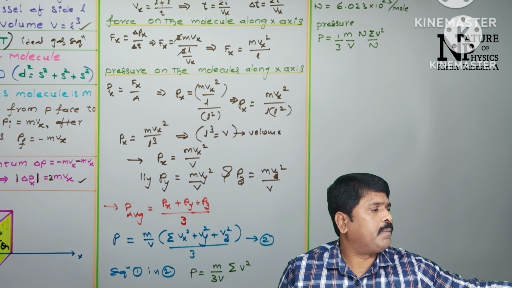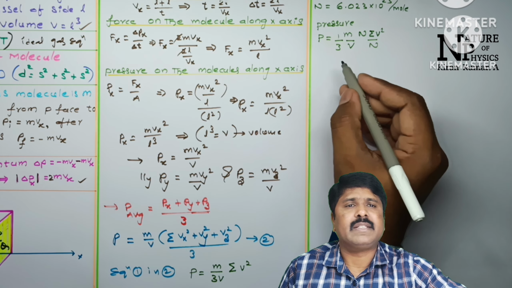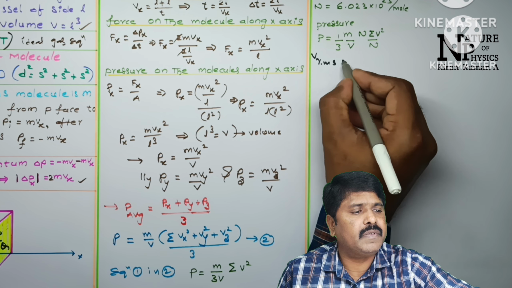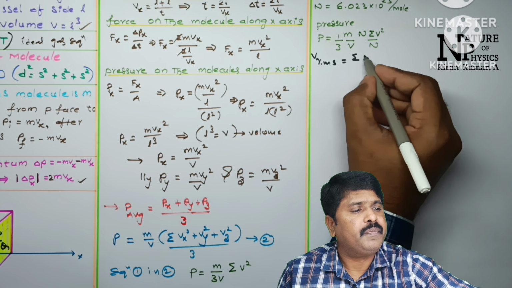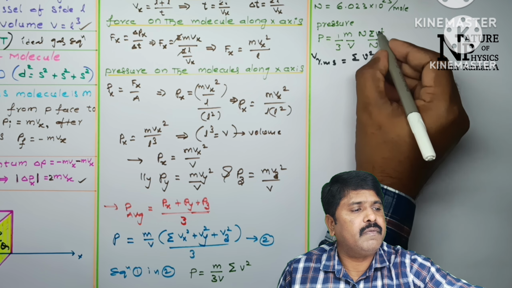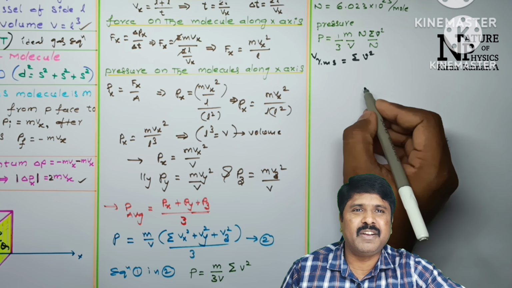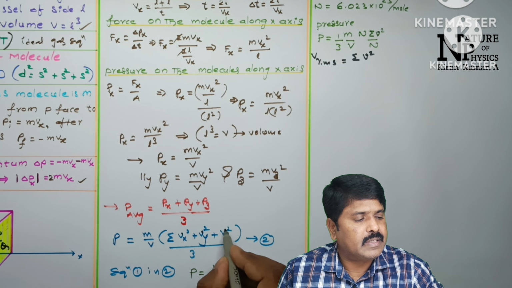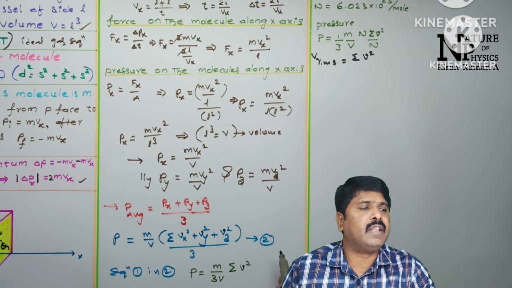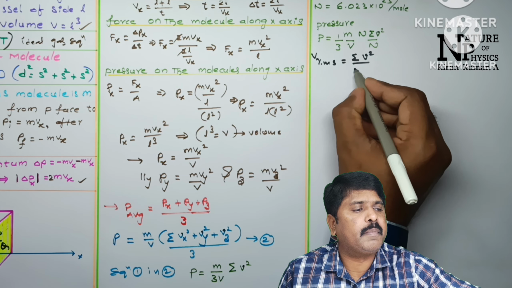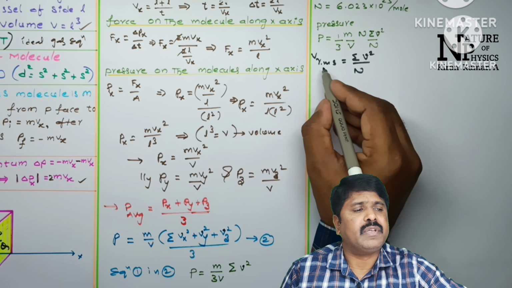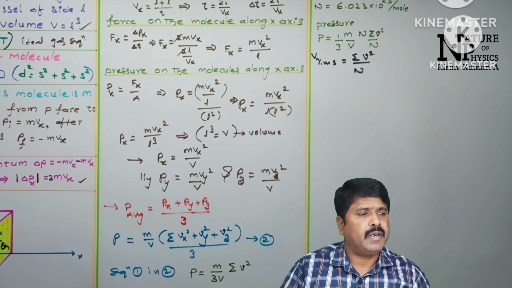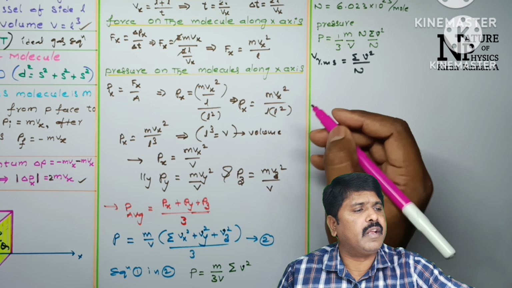And in this step I am writing VRMS, which is equal to sigma V square divided by N. Here small v square is velocity, and capital V is volume. Try to understand the difference between them. Velocity is represented by small v, and capital V represents the volume. Divided by N gives, what is that, student? RMS velocity, root mean square velocity. One more step I want to write here, that is VRMS, another equation.